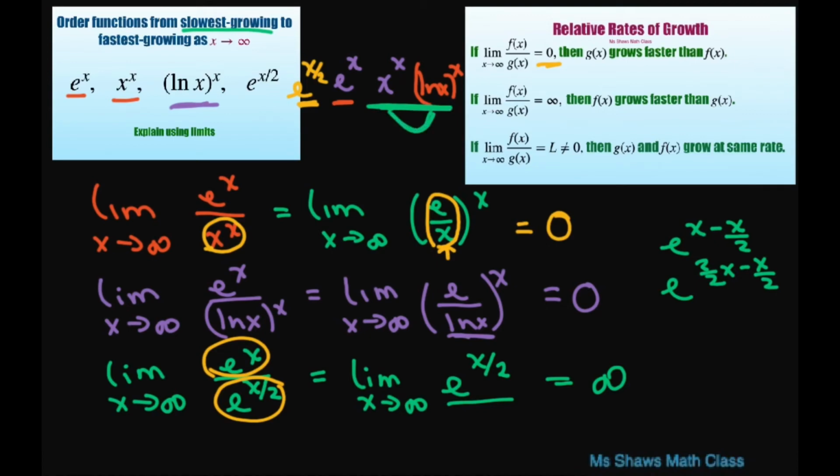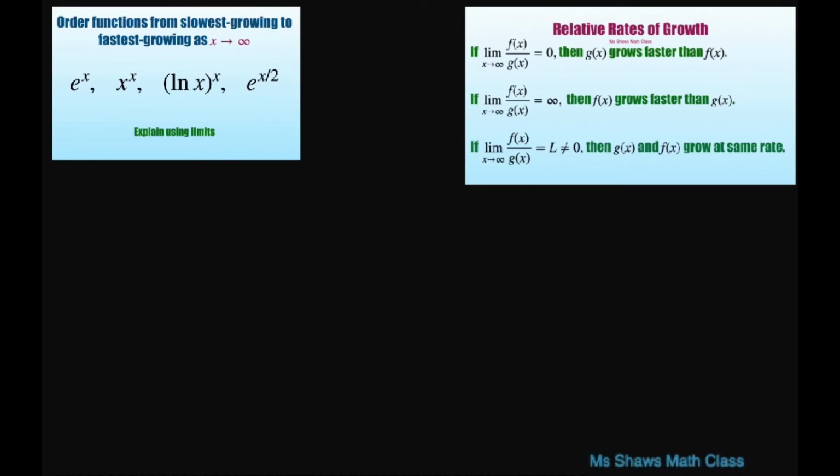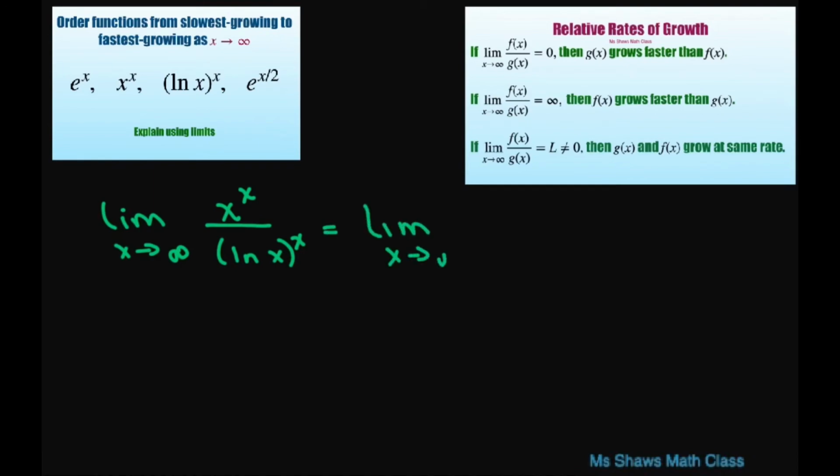We do know that the first two are in the correct order. So let's compare x to the power of x with ln of x to the power of x. So for that one, we're going to have the limit as x approaches infinity of x to the power of x divided by ln of x to the power of x. Now again, let's rewrite this as the limit as x approaches infinity and pull that x out. All right. Now this also goes to infinity because we can differentiate this using L'Hopital's rule.